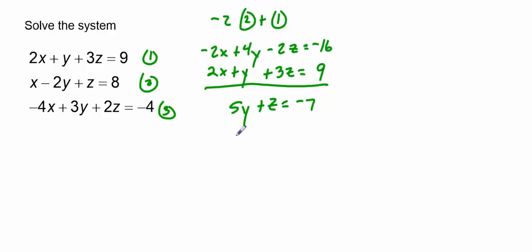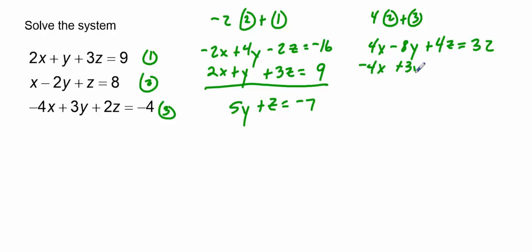And -7. So now I'm going to have to get rid of the x variable again. In this case, I think I'll use equations 2 and 3. So I'm going to say 4 times equation 2 plus equation 3. 4 times equation 2 is going to get me 4x minus 8y plus 4z is equal to 32. Then I have -4x plus 3y plus 2z equals -4.